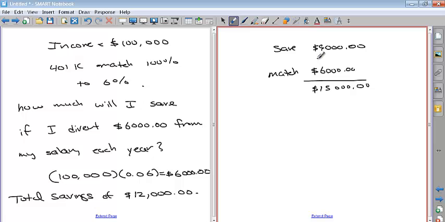You're still saving more. It's just you're not getting the extra boost from the company. So if you can afford to save $9,000, go ahead and save $9,000. You always should try to save enough so that you can get the match, because that's basically money that you get for free. It's free money. Your salary is increased by 6%. Now, of course, you can't use it right now, but when you retire, you're going to use it.